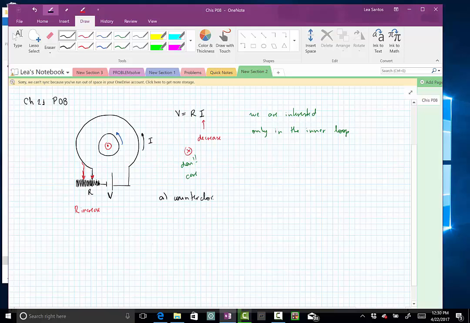Now you have to be careful with this problem because you may have a different one. In your case, instead of increasing the resistance, they may be decreasing the resistance, so it will be just the opposite. So be careful with that.